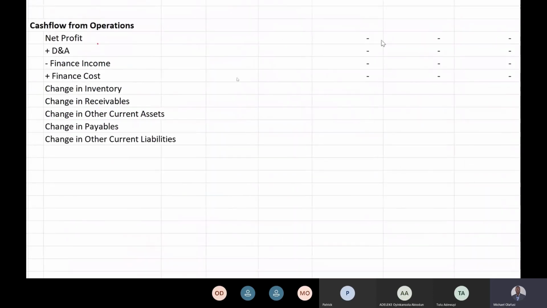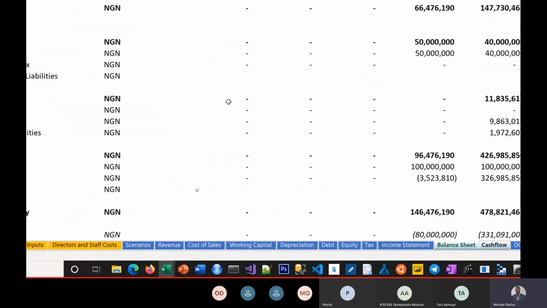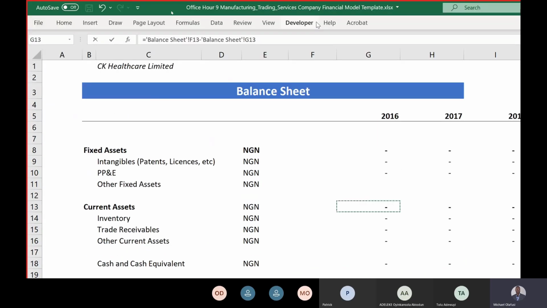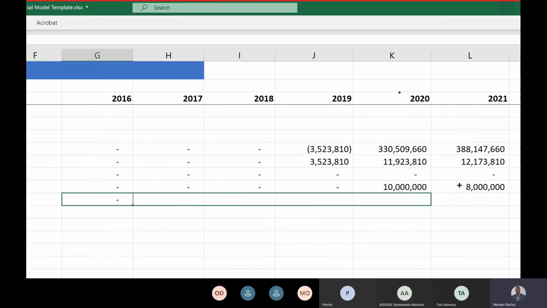Like I've mentioned, inventory. So everything that is on the asset side is going to be last year. So it's going to be equal to last year. Go to the balance sheet. I'm going to pick it's equal to last year inventory minus this year's inventory. Okay, so if you look at it, last year is F, this year is G, so F minus G. Okay, so that is that, and I drag it all the way to the right.